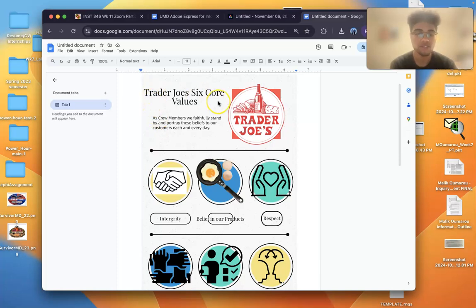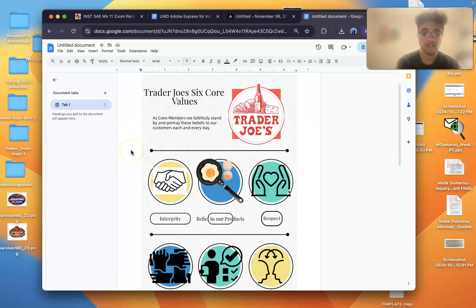As you can see on the top, it says the Trader Joe's six core values. As crew members, we faithfully stand by and portray these beliefs to our customers each and every day. That is our motto in the store. These are the six core tenets that we believe in.